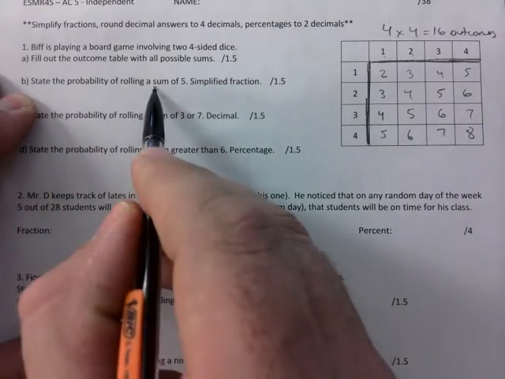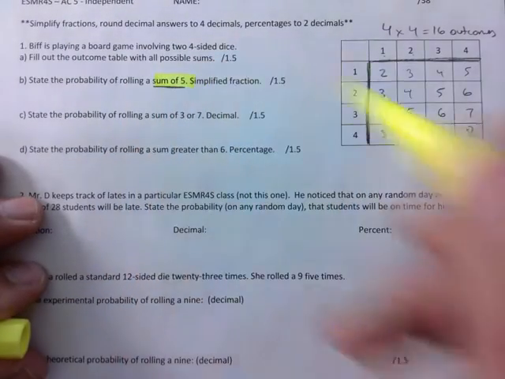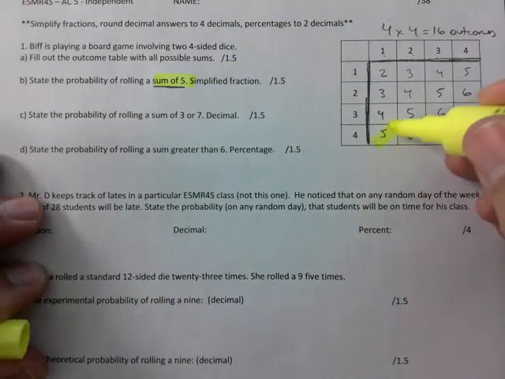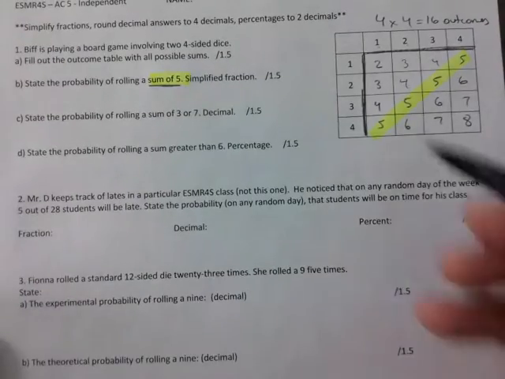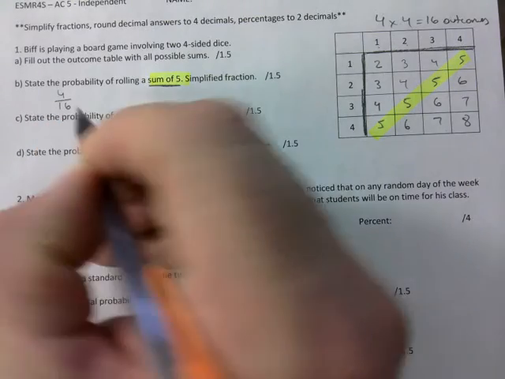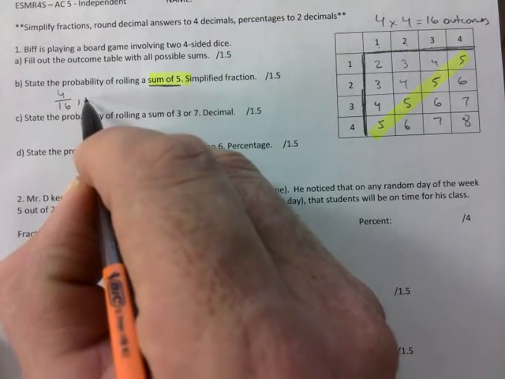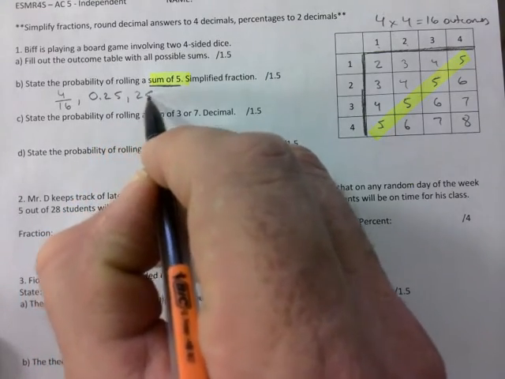What's the probability of rolling a sum of 5? Okay, sum of 5 is right there. So it's usually in a diagonal. Things in an outcome table with dice are diagonal. That's where you're going to find them. So you have 4 instances out of 16. That ends up being 0.25, right, or 25%.